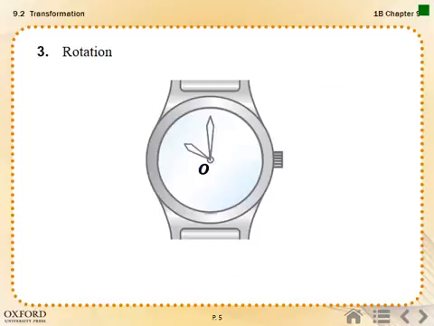3. Rotation. The mini head rotates through 90 degrees from OA to OA'. This is called the rotation.